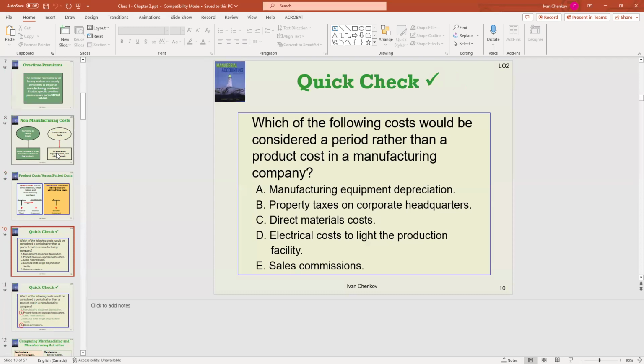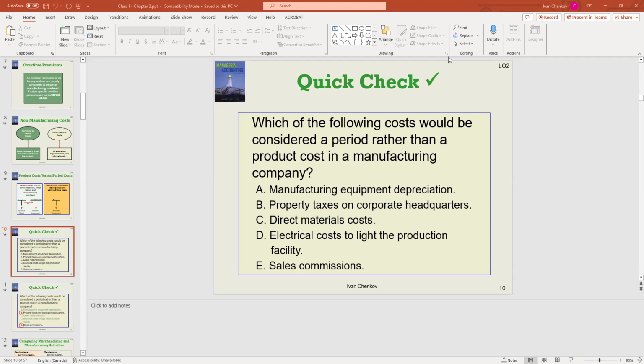Now let's do this quick question. Which of the following costs will be considered a period cost, meaning directly expensed, rather than a product cost for a manufacturing company? First, manufacturing equipment depreciation. What kind of cost do you think that will be? Period or product cost?